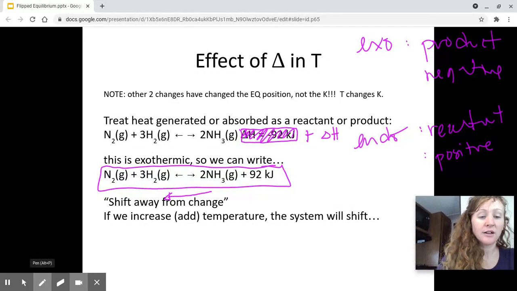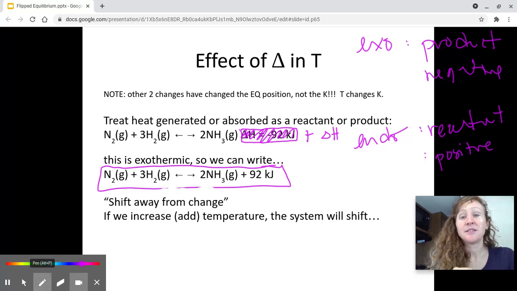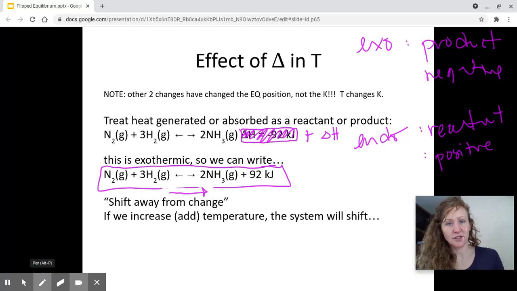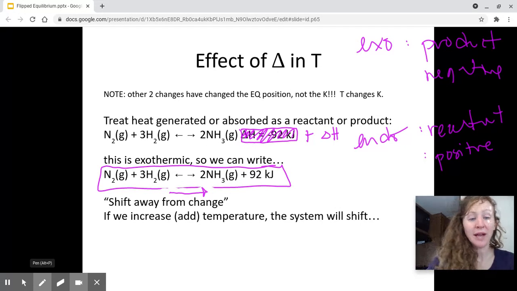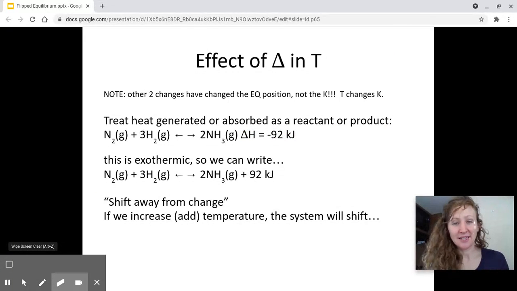In the other case, if we decrease temperature, the system's going to shift to produce heat and minimize that stressor. So all of this comes down to the same idea. If a stressor is introduced, whether that's concentrations, pressures, or temperatures, our system is going to shift to minimize that stressor. And we will practice this together. And the more you practice this, the more it's going to make sense. Okay, jot down your questions. Let me know what those are. I will see you in class.